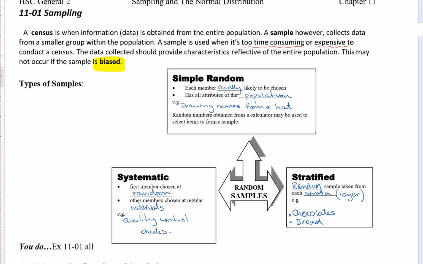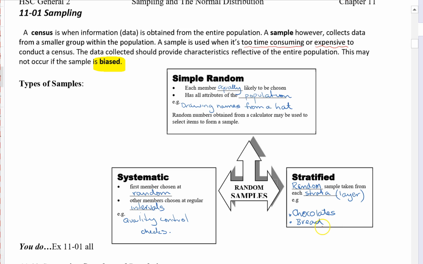You can see I've filled in then the types of samples. You can have a simple random sample, you can have a systematic sample, or you can have a stratified sample. And here with the stratified, I often talk about forming samples from, say, Darrell Lea chocolates. And if we wanted to test the chocolates, then we might want a sample that includes chocolates from different strata, layers, categories, whatever word you like to put there. So we might want some hard centres, soft centres, white chocolate, milk chocolate, dark chocolate, etc.